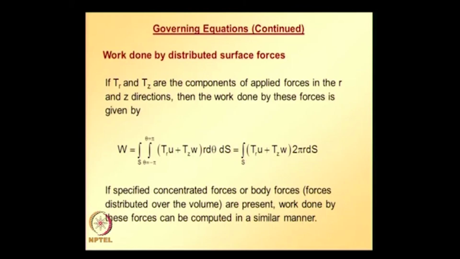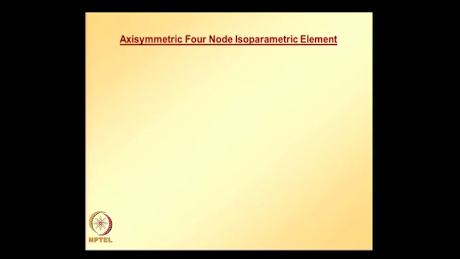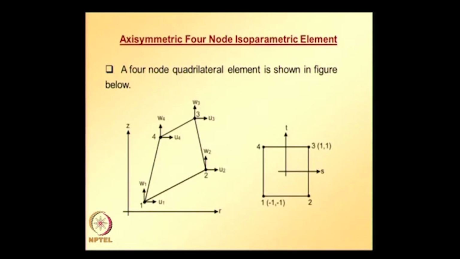Just for brief review, I went through this once again. So, now let us look at derivation of finite element equations for a quadrilateral element, axisymmetric 4 node isoparametric element. A 4 node quadrilateral element is shown in the figure. All the displacement components at all nodes are shown.